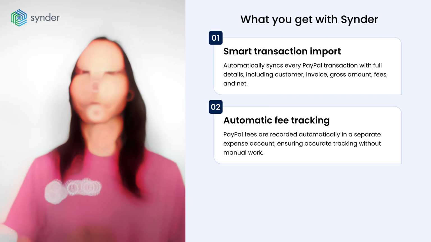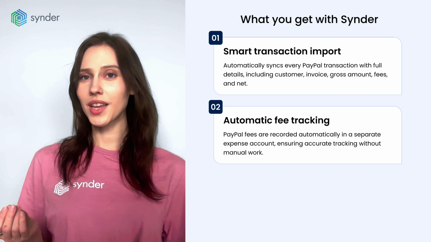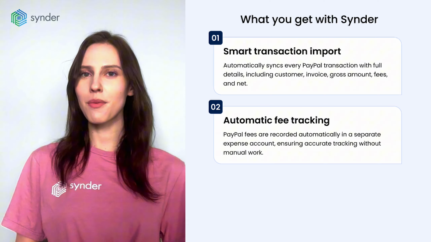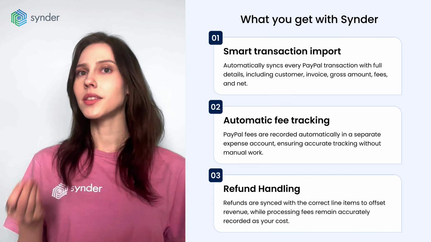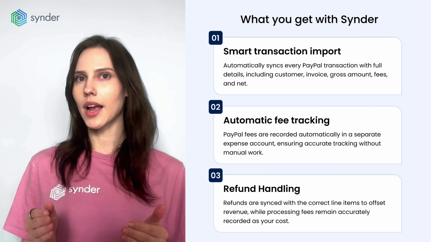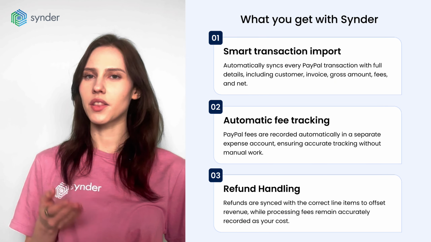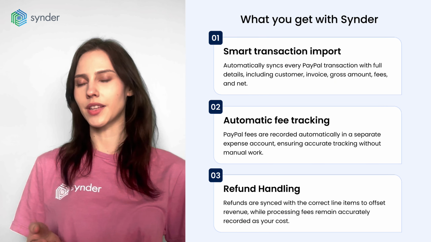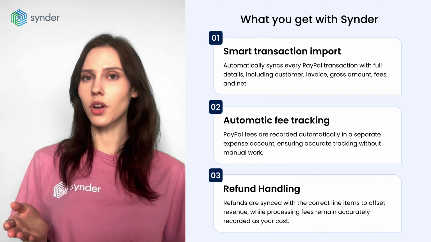Automatic fee tracking. PayPal fees get categorized automatically into a separate expense account. The fee expenses are tracked correctly without all the manual work. Refund handling. When you issue a refund through PayPal, Synder automatically creates a refund receipt in QuickBooks with the correct line items to offset your revenue. An important note, PayPal doesn't refund the processing fee from the original transaction. You eat that cost. Synder tracks this accurately so you know the true cost of refunds.